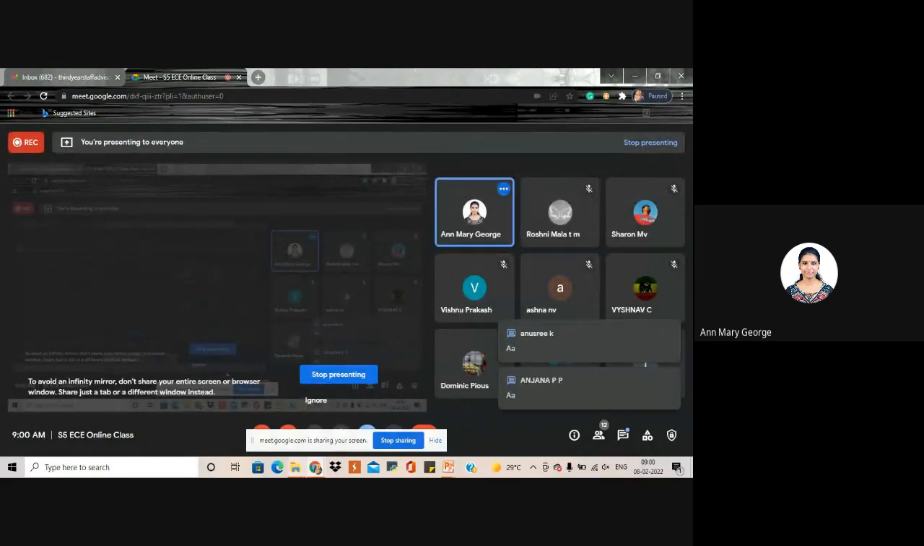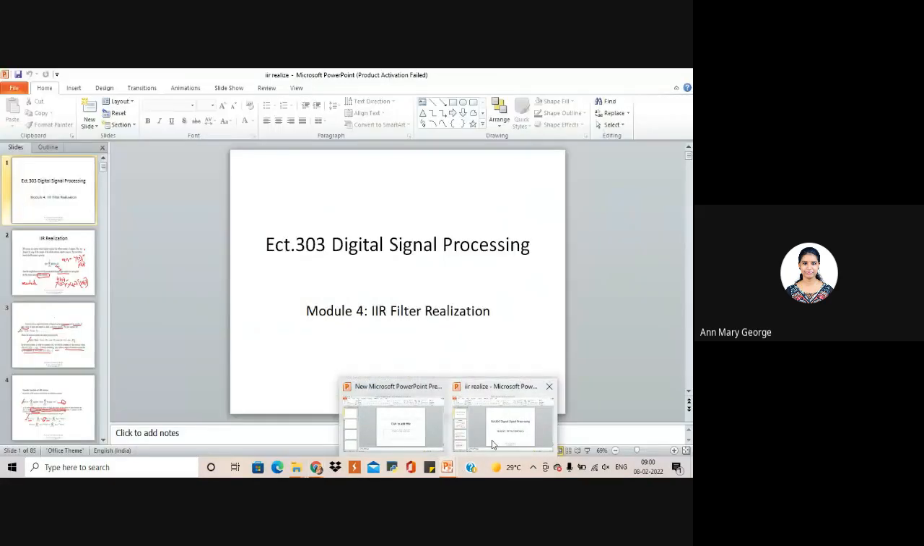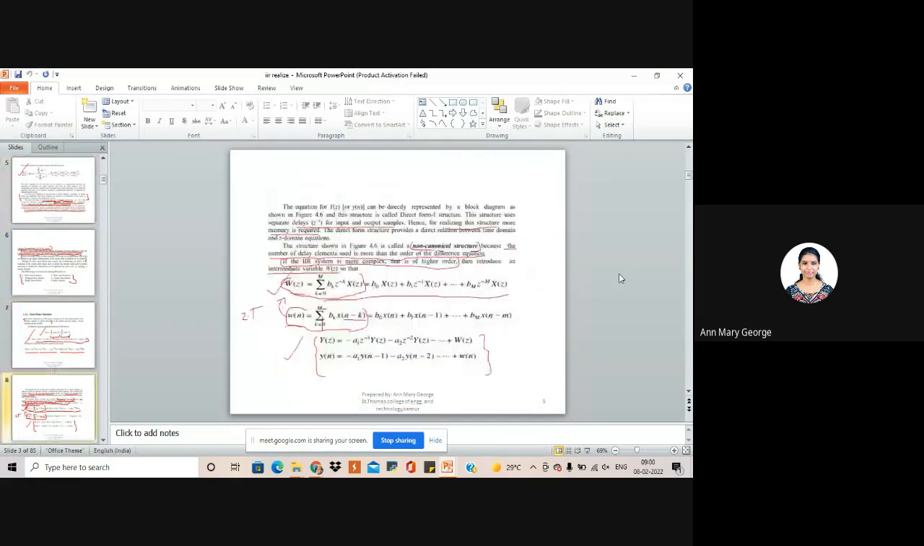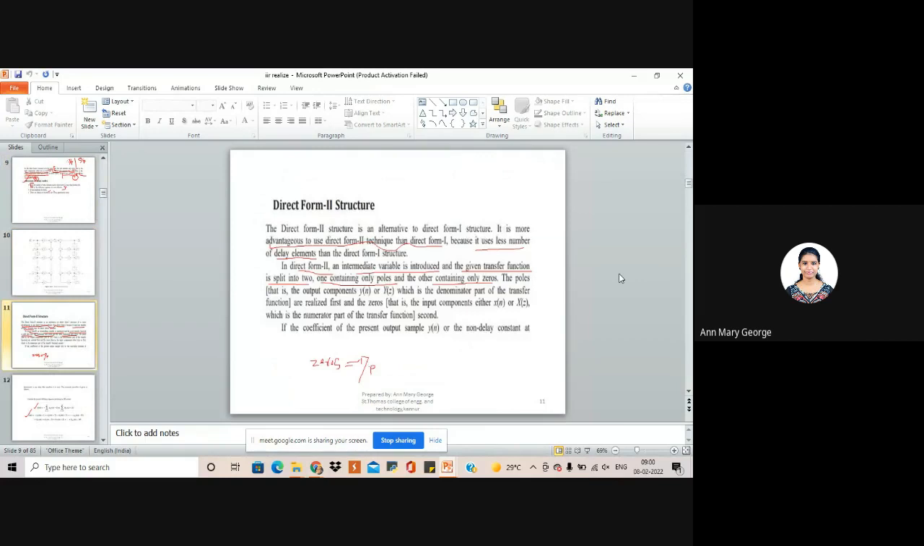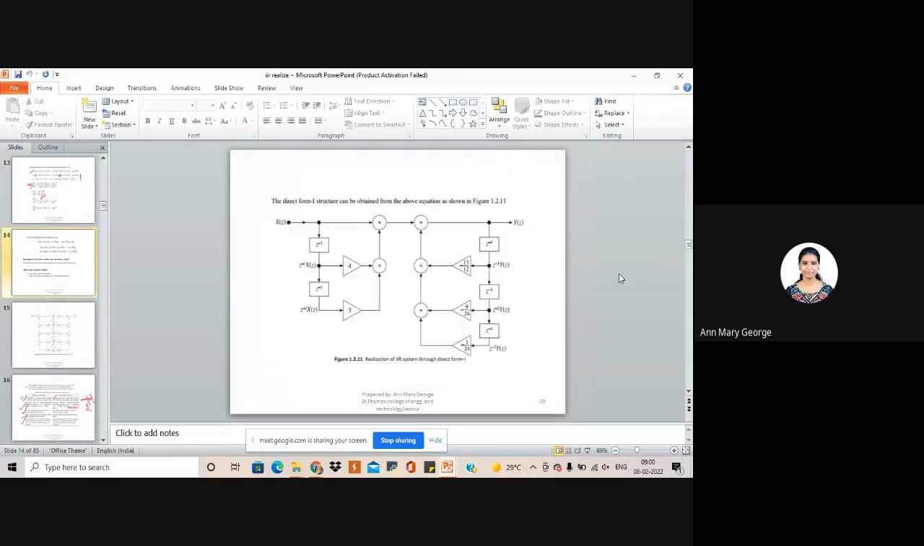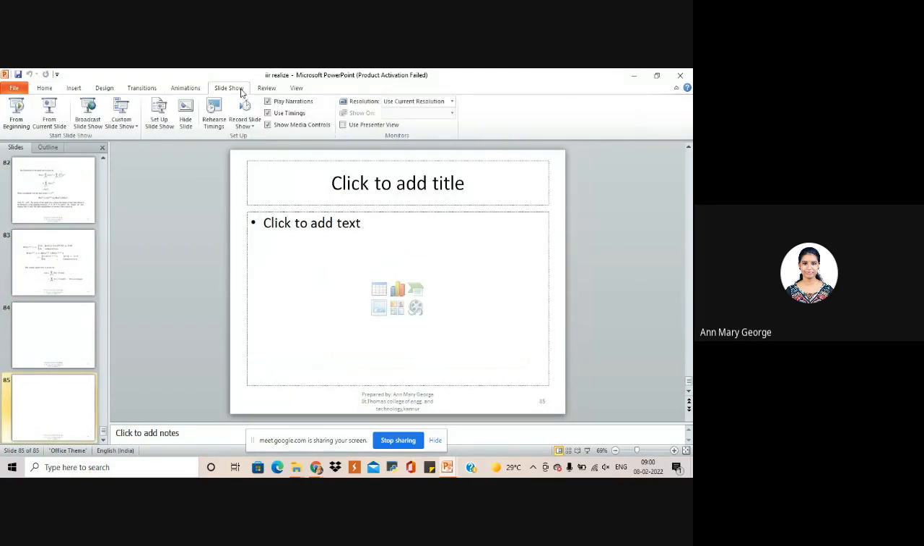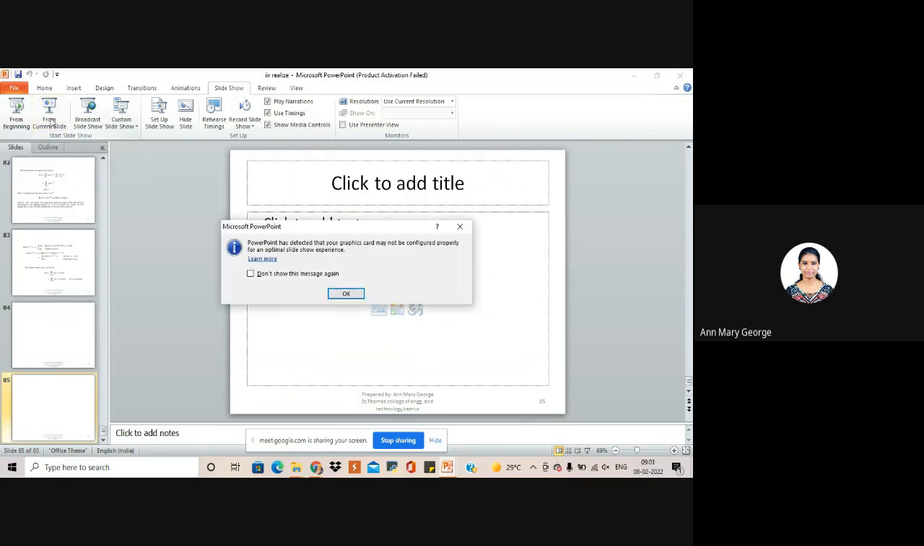Okay. Now we will move on to the new topic. Before that, we have to see one of the topics, that is effects of finite word length in DSP. Note down effect of finite word length in DSP.